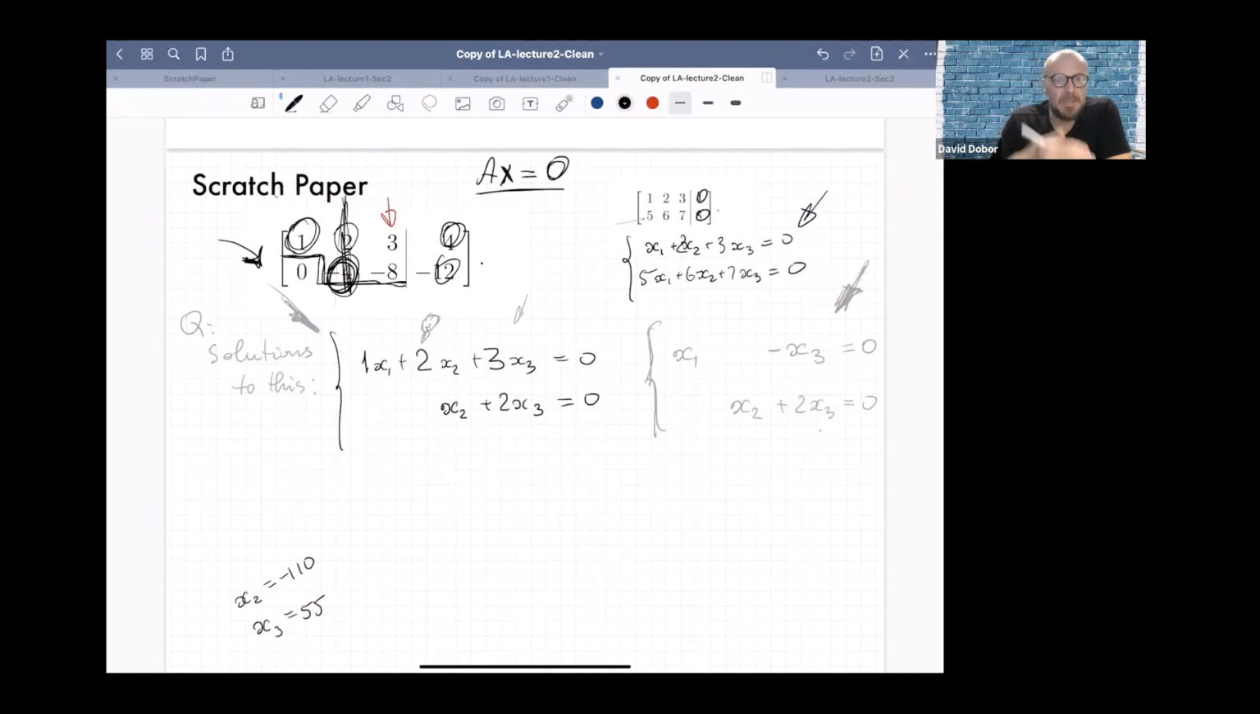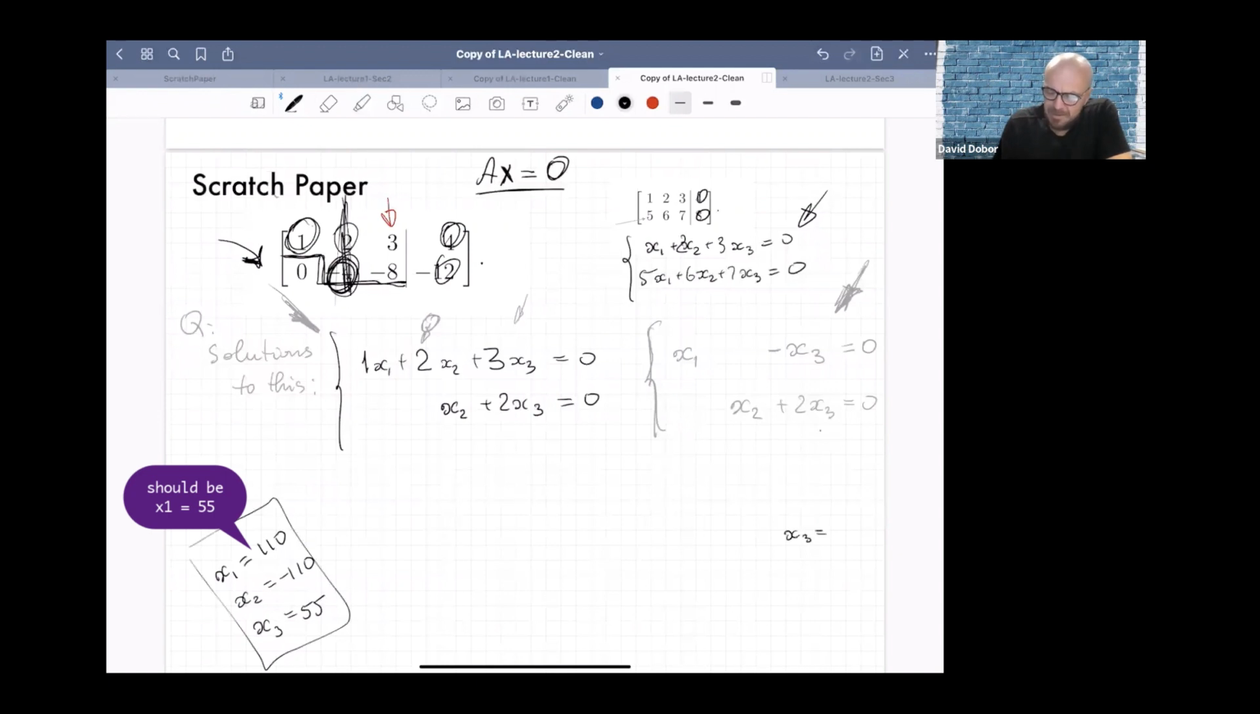x3 is the free variable. Because x3 is free, I pulled a value out of the hat. It happened to be 55. Now, x2 has no way but to be -110. And if x2 is -110, then x1 has no way but to be 110. Just back substituting it. But that's just one solution. I could have pulled out of the hat something else, like, for example, a simpler value. I could have said x3 is 1. Then x2 is -2. And x1 is 2.